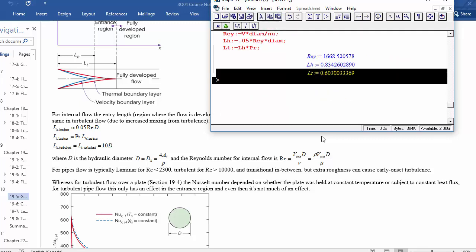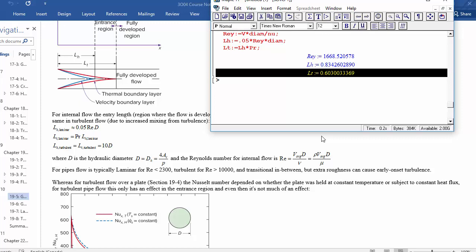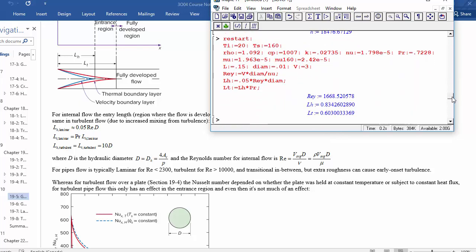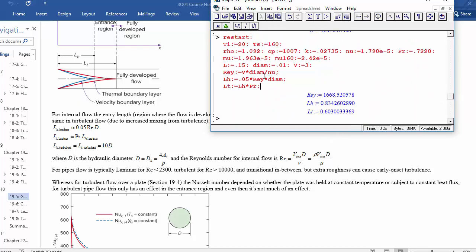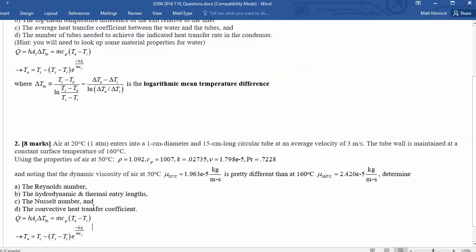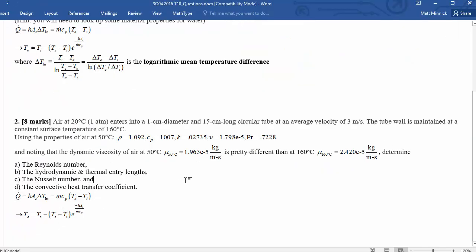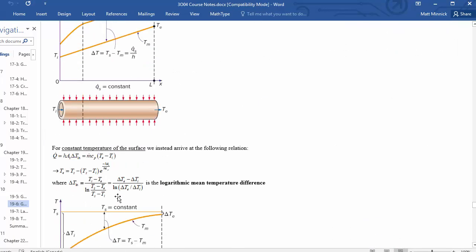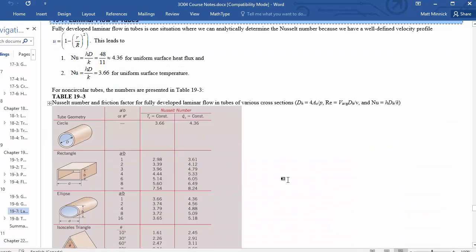So we've got our thermal entrance length is 0.603, which is a lot more, 60 centimeters, than the length of the tube, which was only 15 centimeters. Now, what that means is that we are going to need to use a special formula for the Nusselt number. So in order to figure out the Nusselt number, we go down into the 19.7 notes.